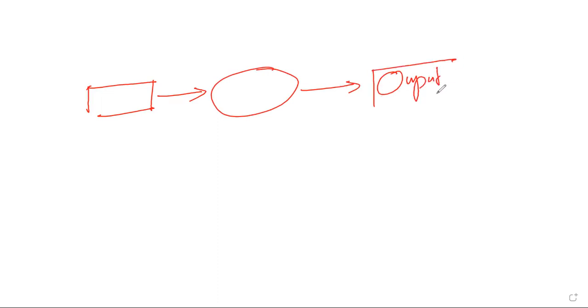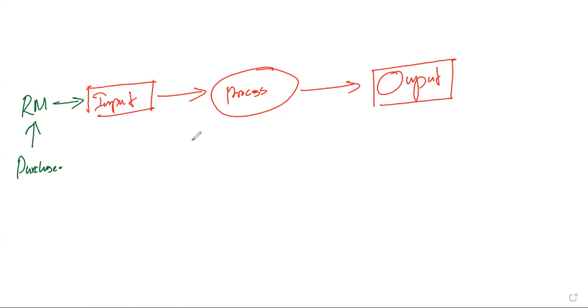Which is called the business process, the business life cycle. Whatever you input over here, then there may be a process, and then finally you will get the output. What will you include as input? Here you will input raw material. Raw material, you have to purchase from others.